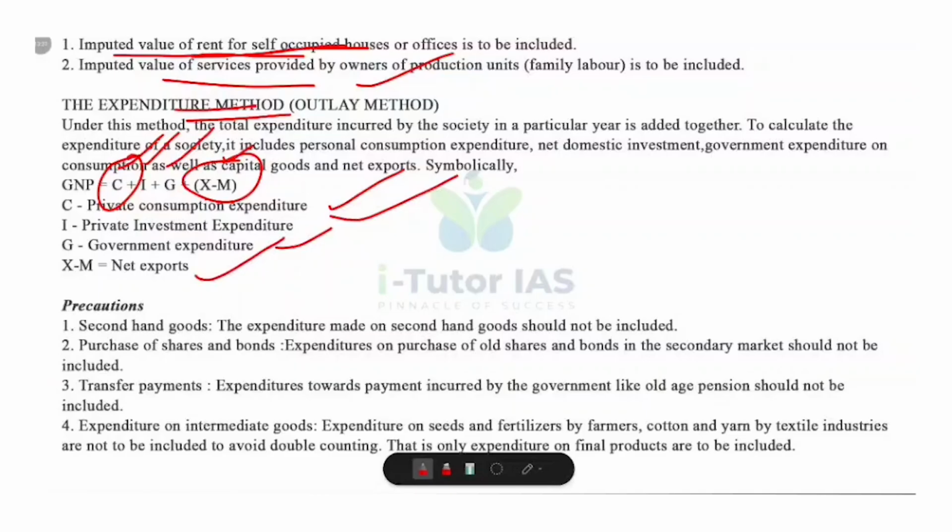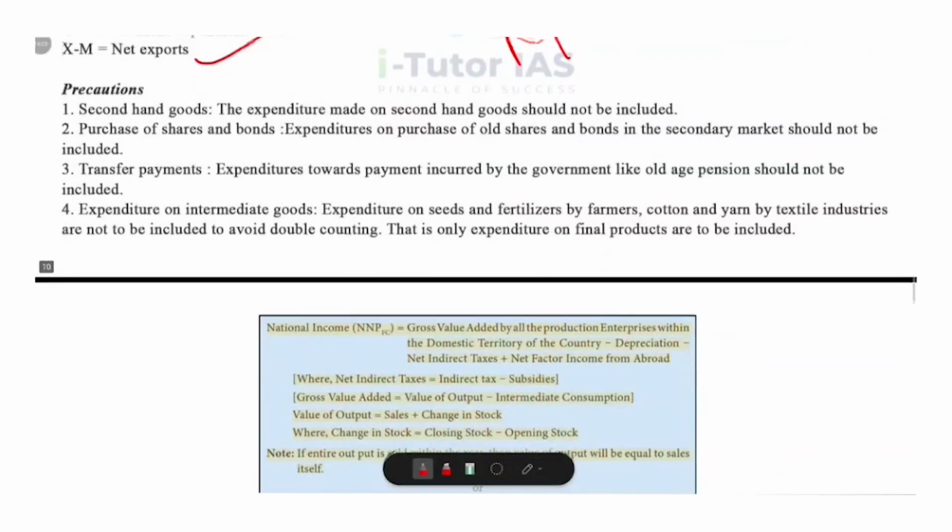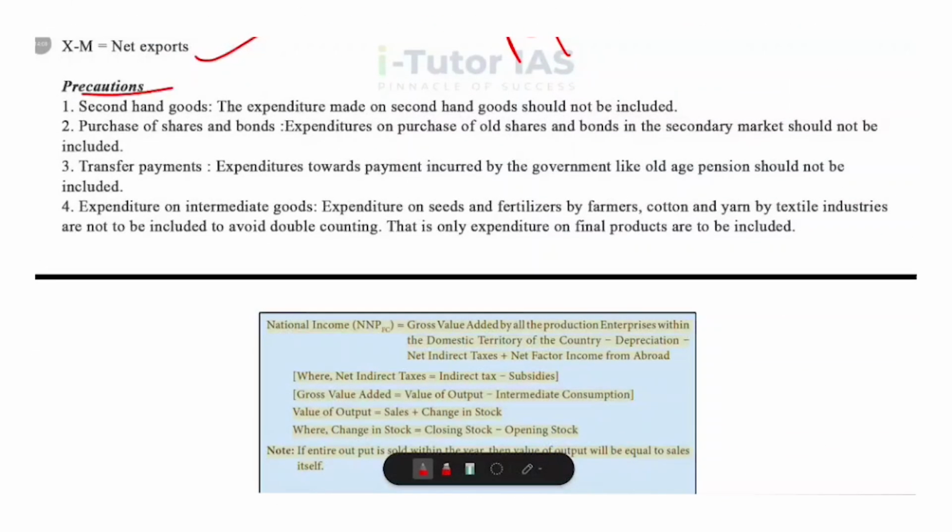Exports are those goods and services sold to other countries, and imports, M, is the goods and services bought from other countries. So net export is equal to X minus M. If export is greater than import, it is positive, and if import is greater than export, it is negative. So the key idea is that this method looks at how money flows through spending in the economy rather than production or income. Now, what are the precautions of expenditure method?